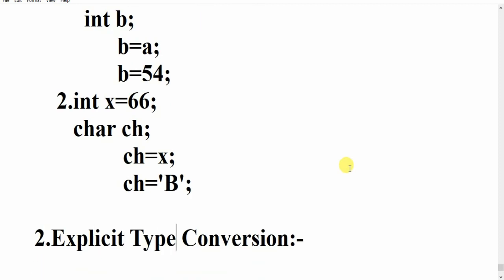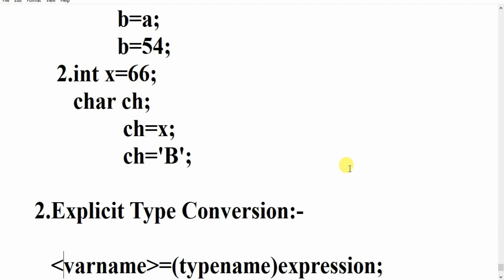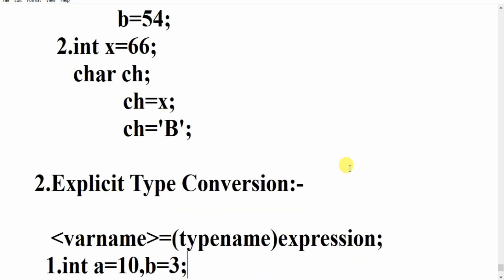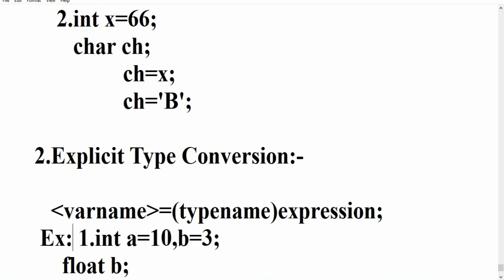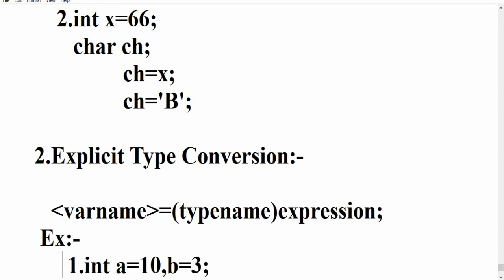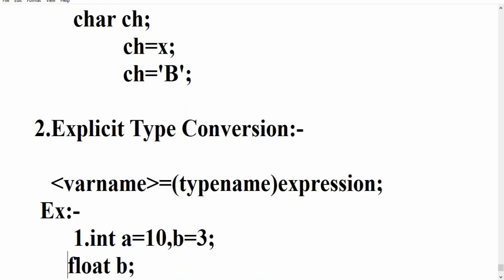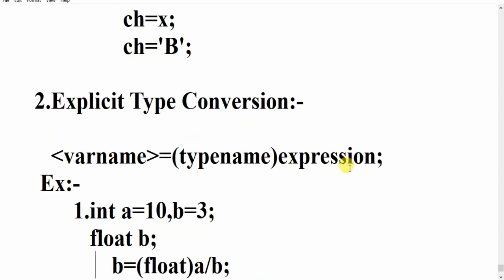Next, we have another one, explicit type conversion. Explicit type conversion is nothing but converting the data from one type to another type by the user. These types will be converted by the user from one type of data to another type here. The syntax is variable name equivalent to type name and expression here. Let us take an example: int a equivalent to 10, b equivalent to 3. Let's say we have b equivalent to float of a divided by b.